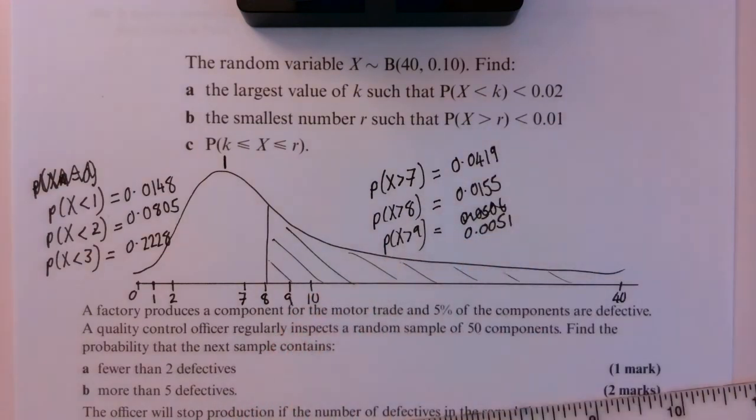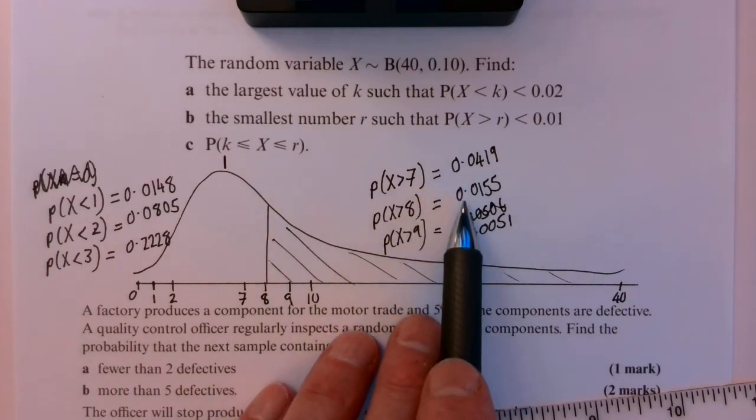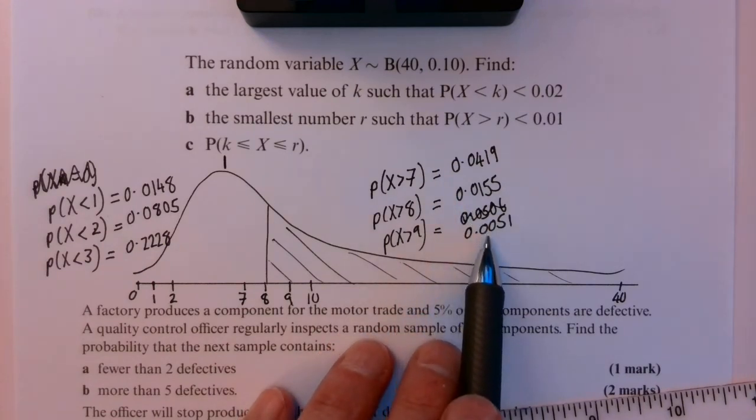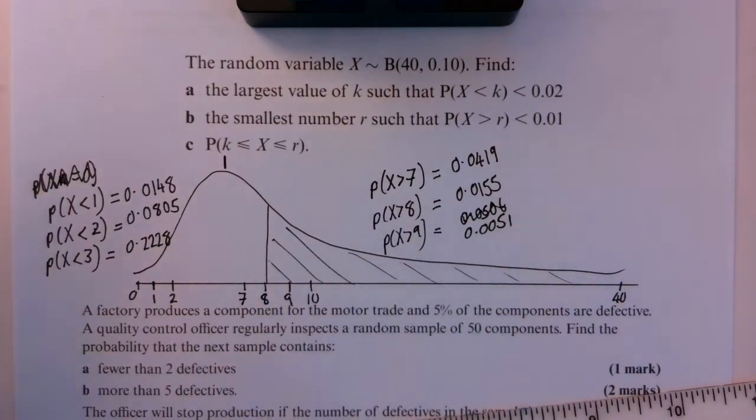So I want the smallest number, so as I move up, getting bigger, the last number that gives me a probability that's less than 0.01. So, is this less than 0.01? It is not. Is this less than 0.01? It is not. Is this less than 0.01? It is. So this is the first value that gives me a probability of less than 0.01.